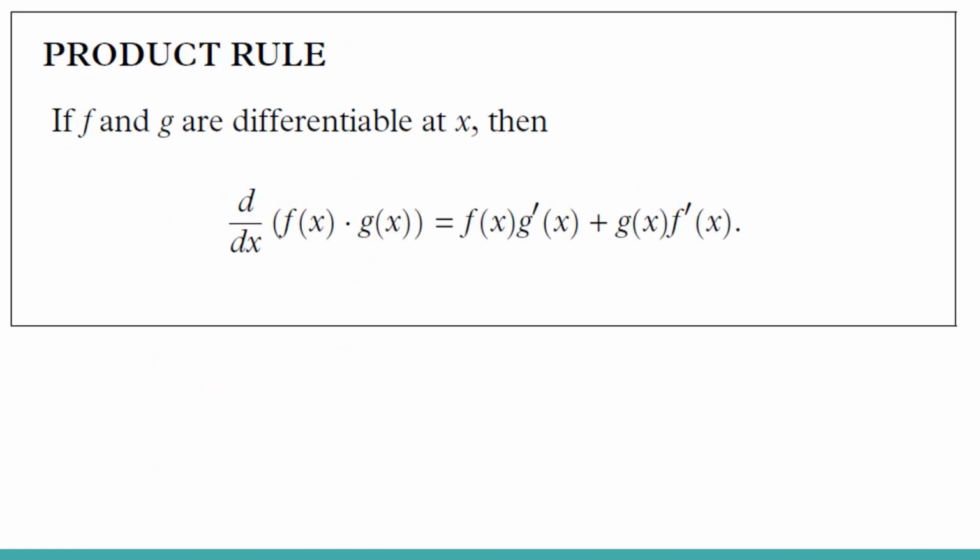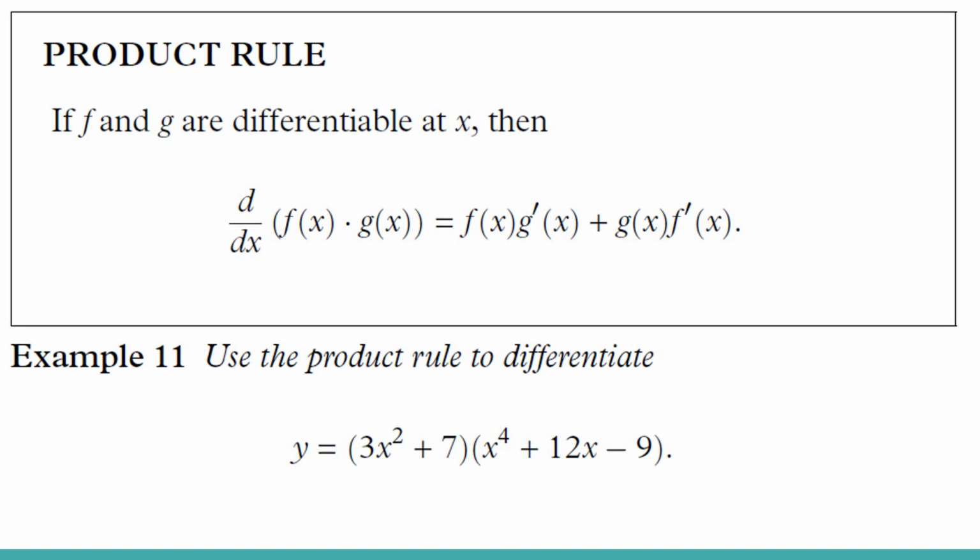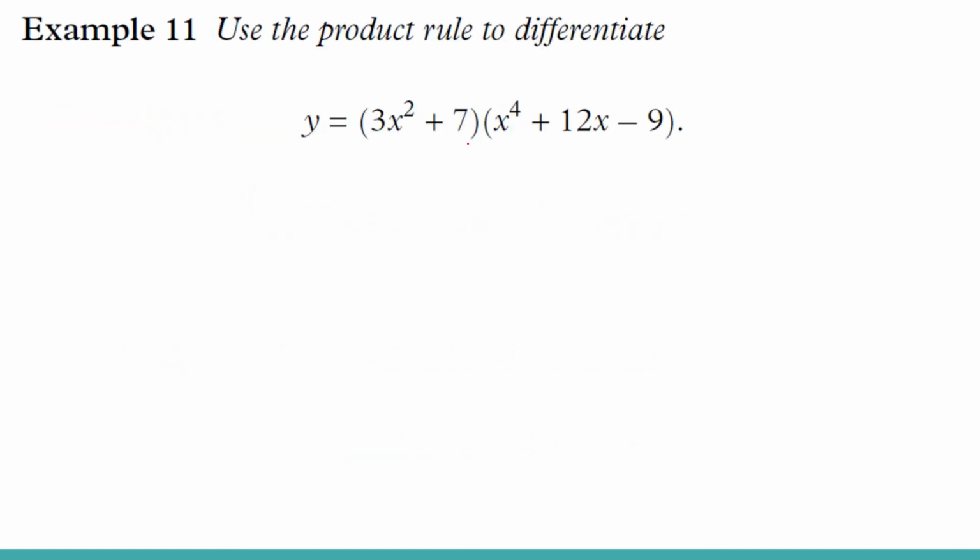Next, product rule. If f and g are differentiable at x, then the derivative of f of x times g of x equals f of x times g prime of x plus g of x times f prime of x. Example, use the product rule to differentiate y equals 3x squared plus 7 times the quantity x raised to the power of 4 plus 12x minus 9. So this one will be the f of x, and this one will be the g of x.